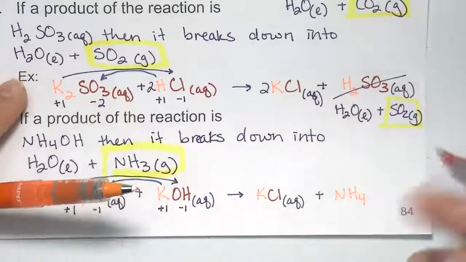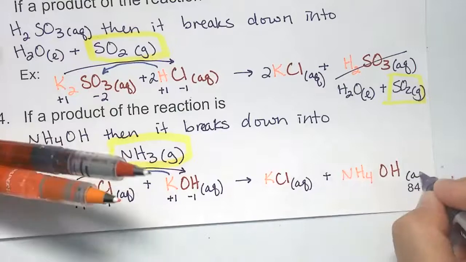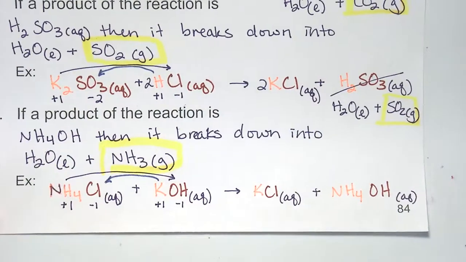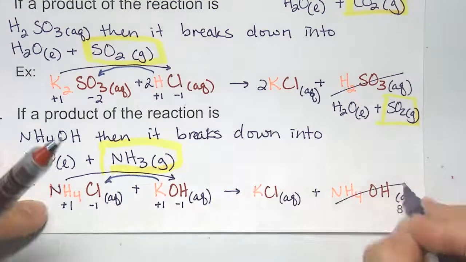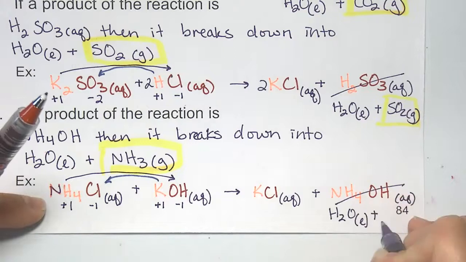Now, Kayla, are we balanced? Yes, we are. Nailed it. Okay. Eliana, everything's aqueous. Is this no reaction? No, one of them is going to react. Which one? That's right. So we're going to make water and ammonia gas.